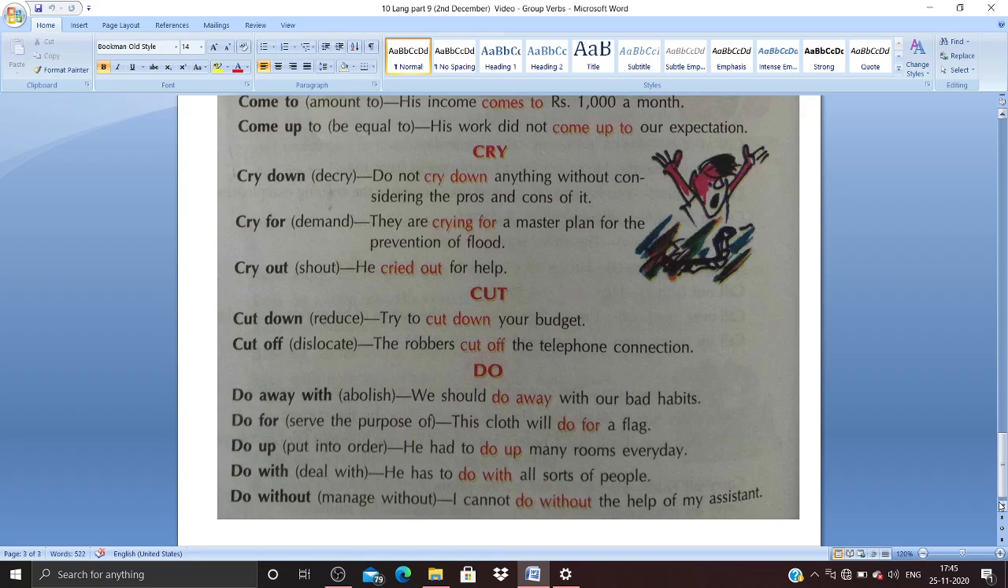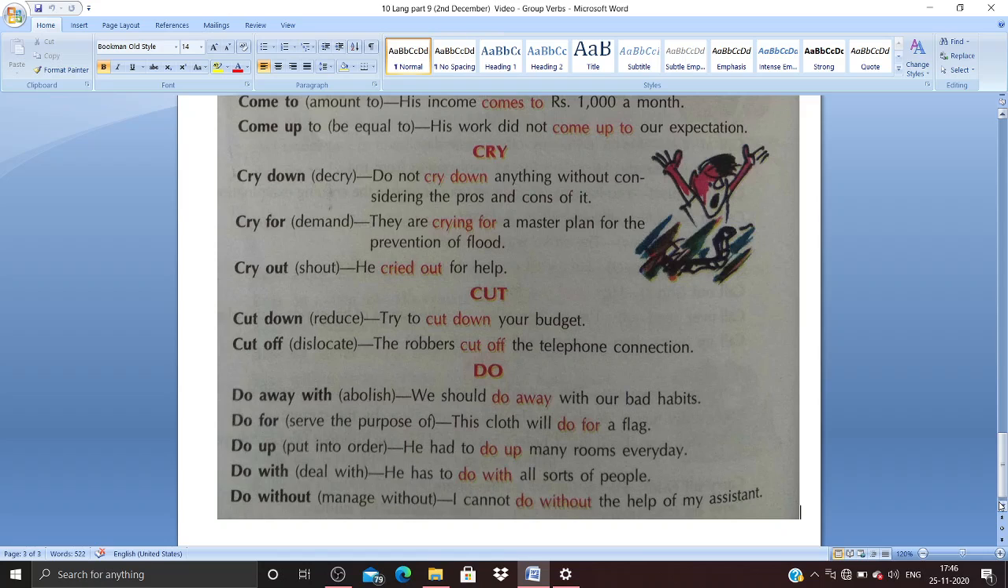Do. Another very important verb, do. Now it has so many phrasal expressions. I have taken only a few. Do away with, abolish. We should do away with our bad habits. Do for, serve the purpose of. The cloth will do for a flag. That means this piece of cloth will be used to make a flag.